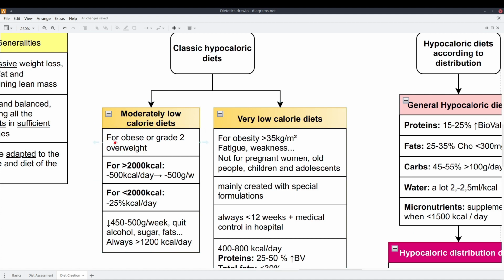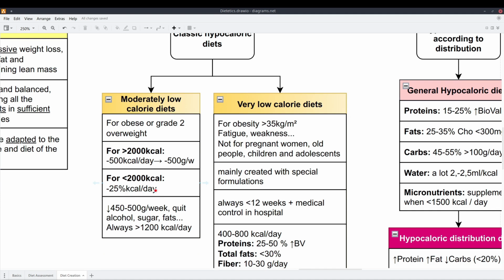These ones are for obese and grade 2 overweight. For people that need more than 2000 calories in the moderately low calorie diets, we lower the calories by 500 per day. This will give us a weight loss of 500 grams per week, approximately. For people that need less than 2000 calories per day, we subtract 25% to the calories they need.